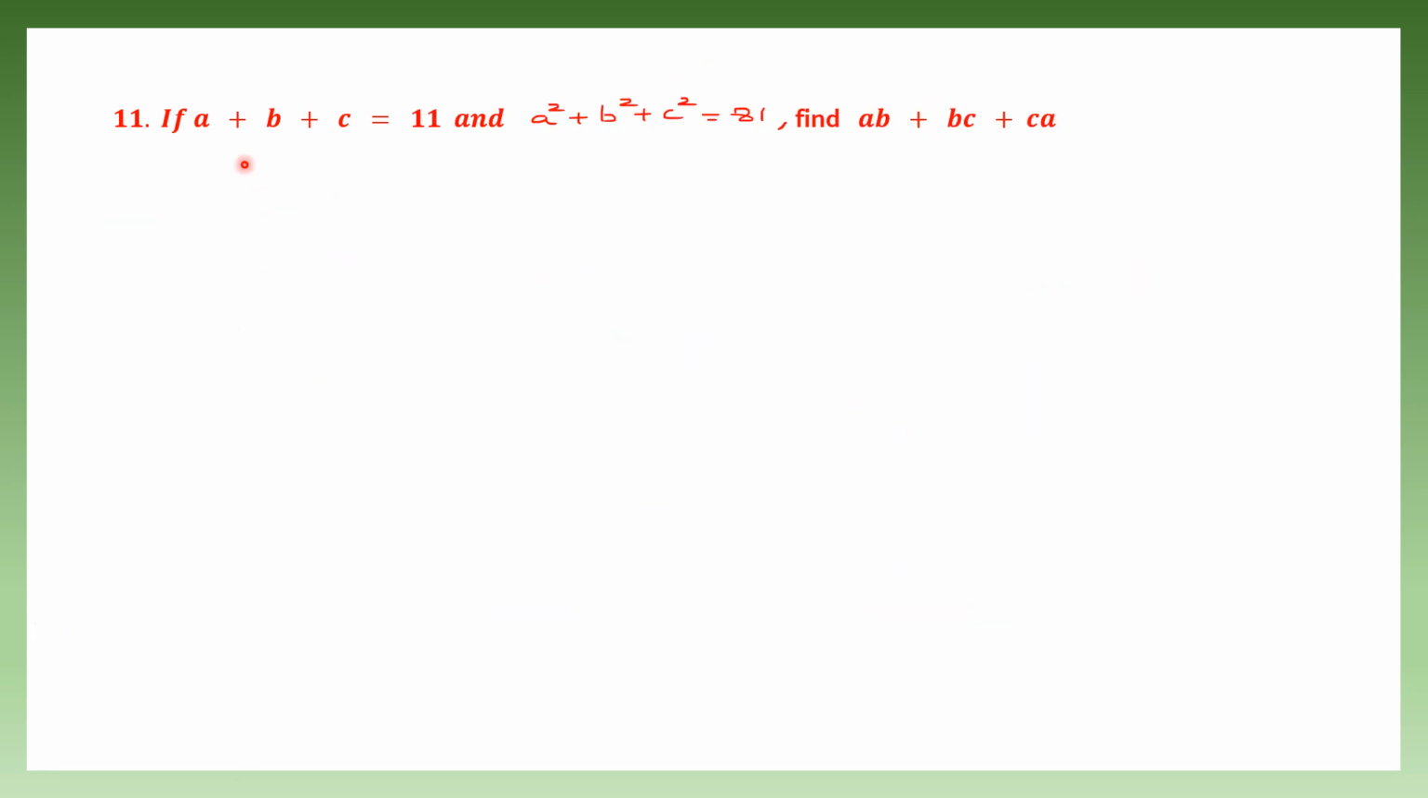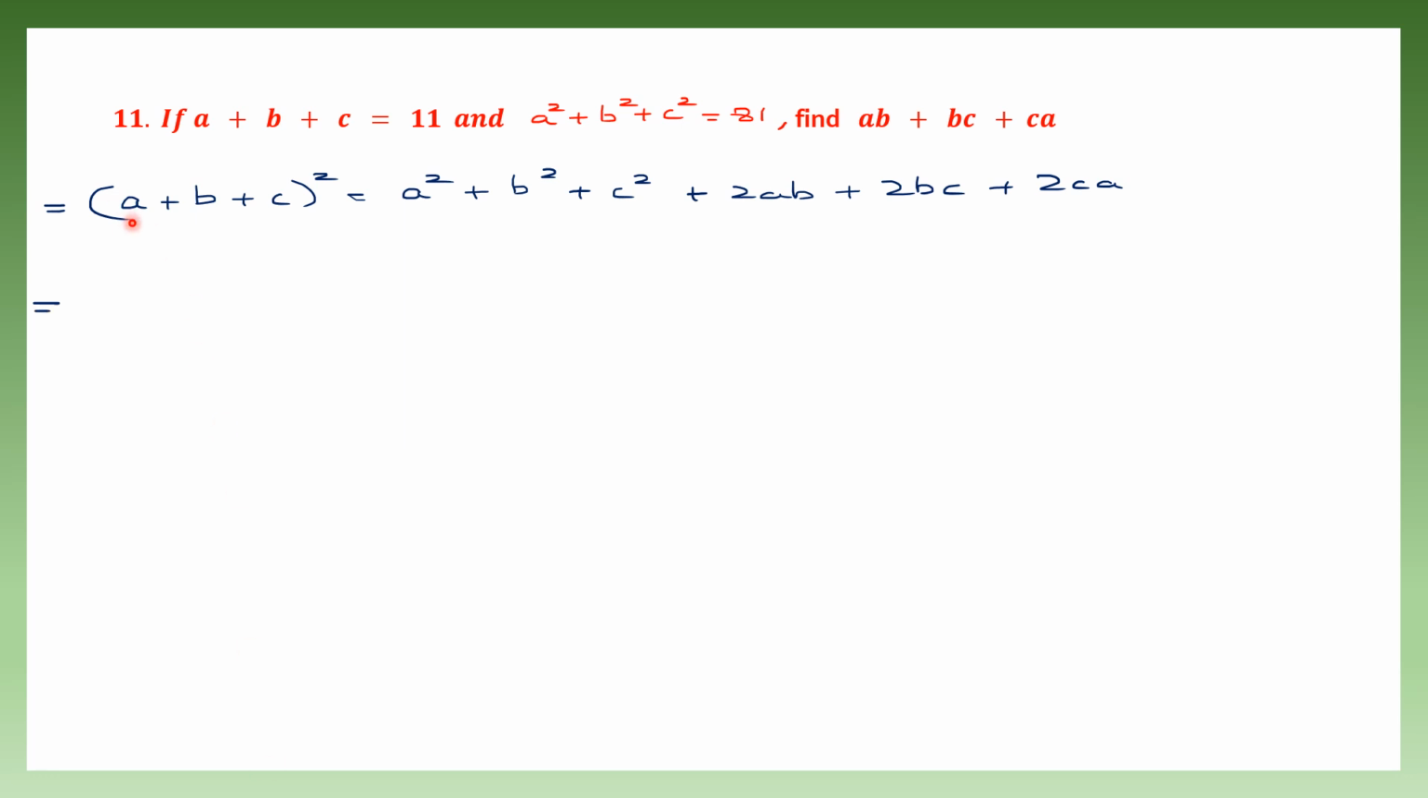Question 11. If a plus b plus c is equal to 11 and a square plus b square plus c square is equal to 81, find ab plus bc plus ca. Okay, so here also since it's a trinomial we can apply the formula a plus b plus c the whole square. So that is a plus b plus c the whole square is equal to a square plus b square plus c square plus 2ab plus 2bc plus 2ca. Now let's substitute wherever we can.